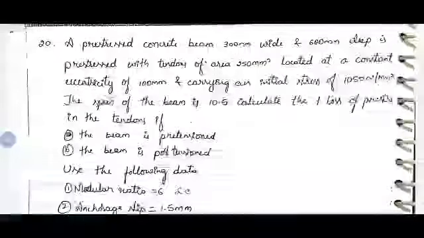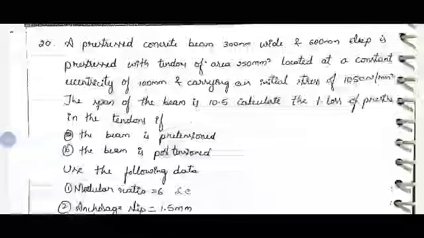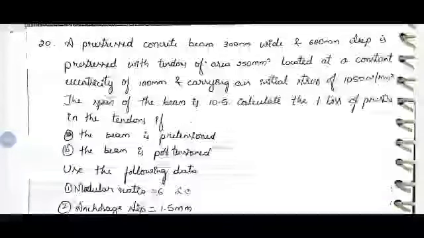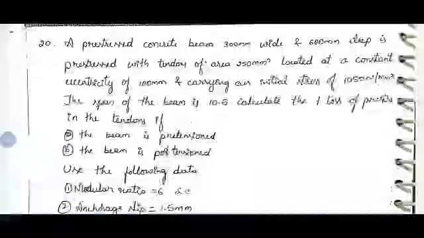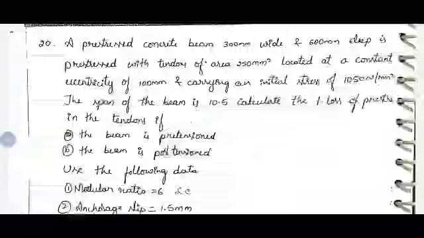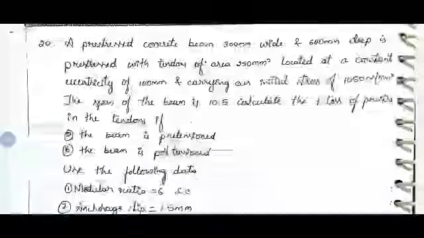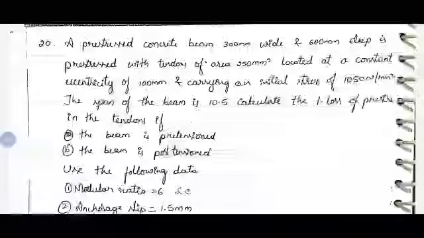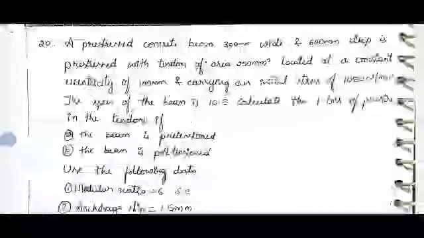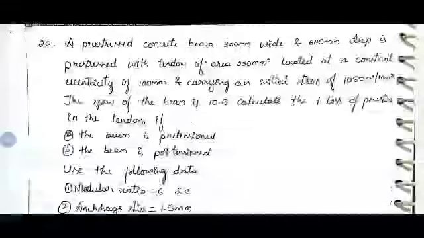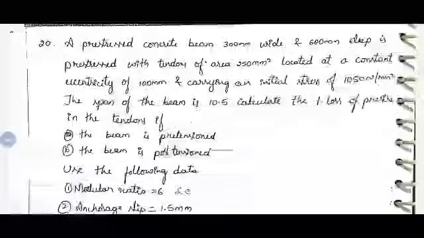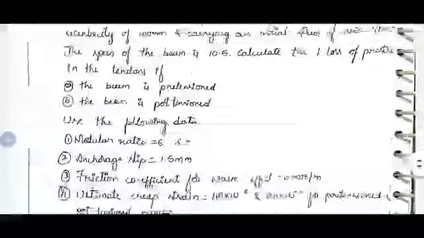A pre-stressed concrete beam 300 mm wide and 600 mm deep is pre-stressed by the tendons of area 250 mm square located at a constant eccentricity of 100 mm and carrying an initial stress of 1050 Newton per mm square. The span of the beam is 10.5 meter. Calculate the percentage loss of pre-stress in the tendons if first condition the beam is pre-tensioned and second condition if beam is post-tensioned. Use the following data.